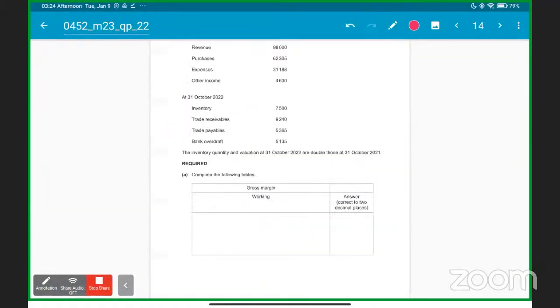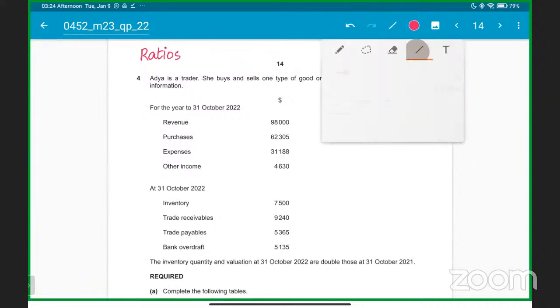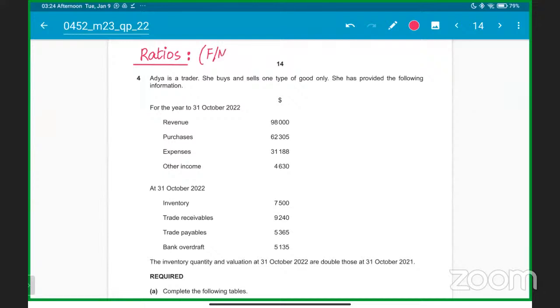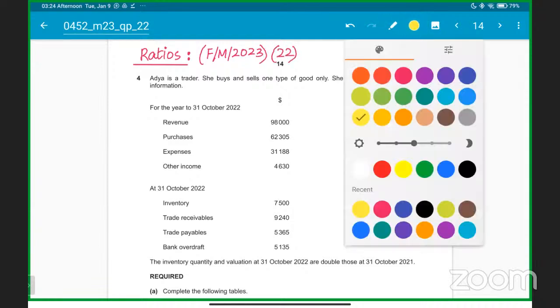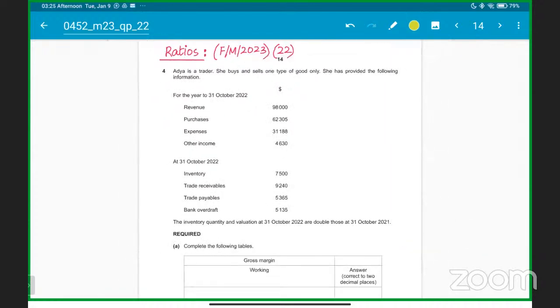Bismillahirrahmanirrahim. So the question we have today is about ratios, okay? And we have to find different types of profitability ratios, efficiency ratios, and the liquidity ratios as well. So this is from the recent paper of Feb March 2023, IGCSE paper 2 variant 2, okay? So, as always, we have been given the information. So I'll write down the formulas as well, and we'll do the working as well.